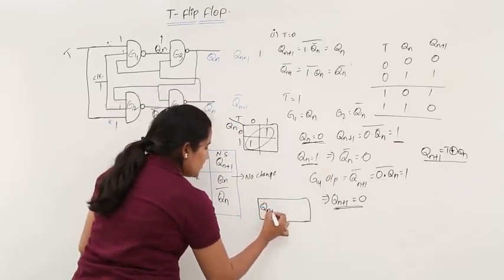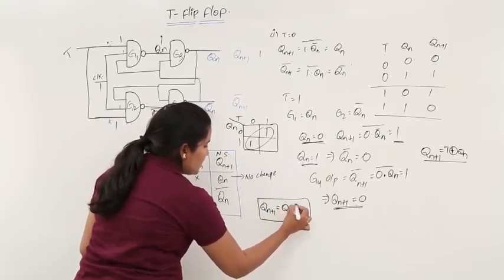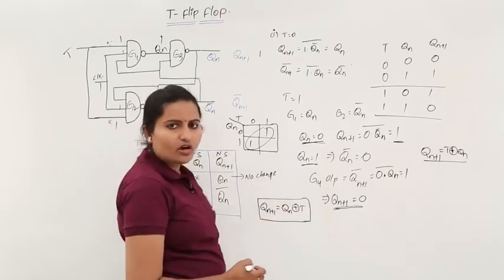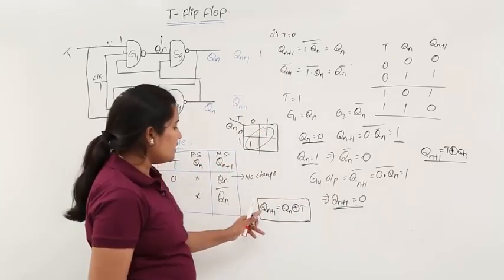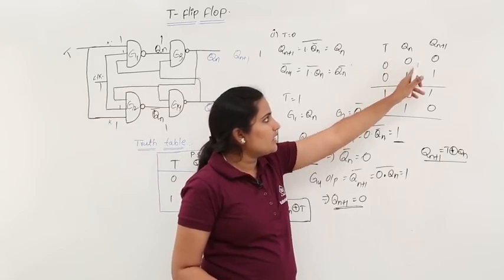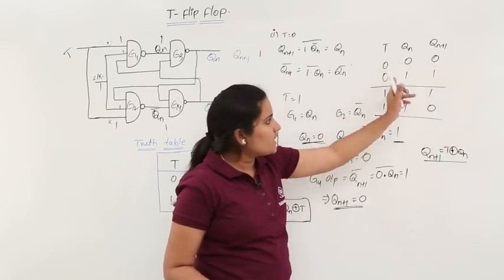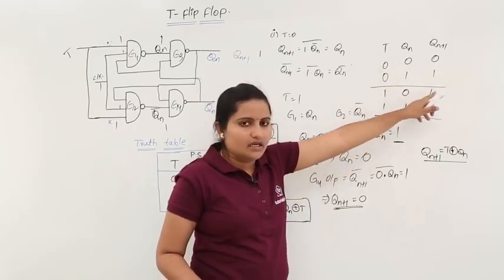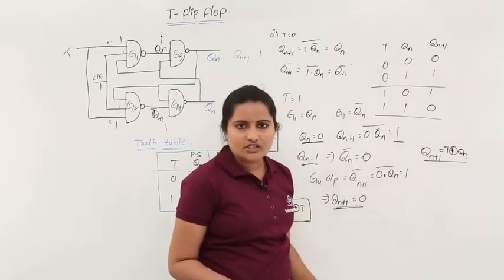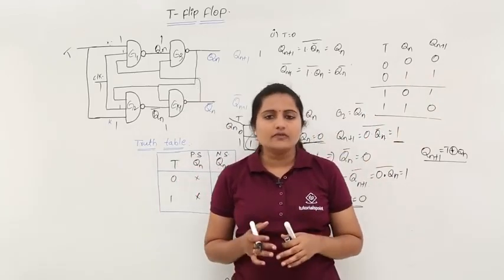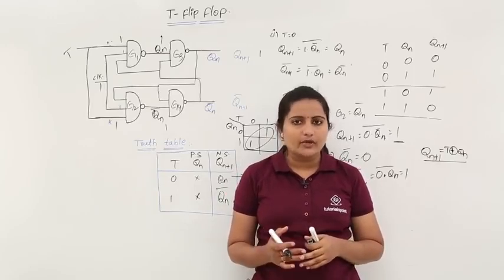For the T flip flop, the output equation is Qn XOR T. That means the present state XOR with the toggle input will provide you the next state. For example, if your toggle input is equivalent to 0 and your present state is 0, 0 XOR 0 you are getting 0, 0 XOR 1 you are getting 1, 1 XOR 0 you are getting 1, 1 XOR 1 you are getting 0. In the output itself you can see XOR functionality. So, this is about the toggle flip flop, in which when the toggle input is equivalent to 1, the present state is going to complement in the next state.